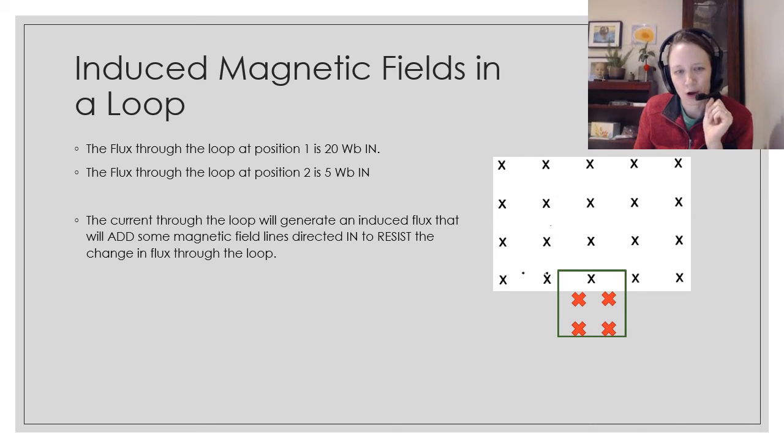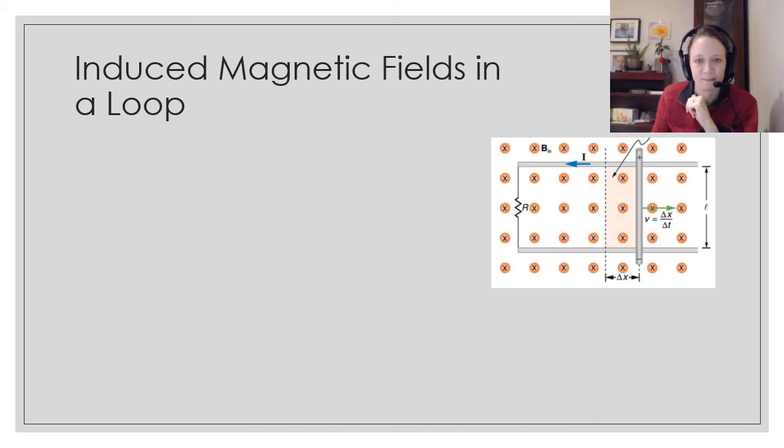So if this felt awkward, we'll do it a few more times. Here's another example of a way we could change the flux through a surface. This is known as a rail or a rail gun.